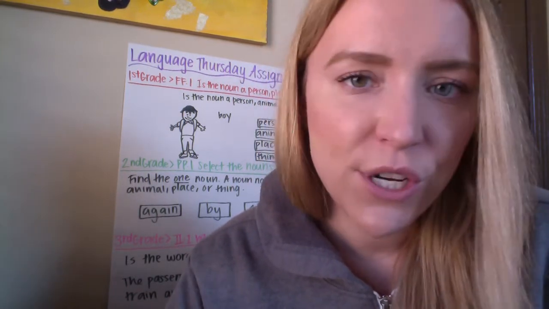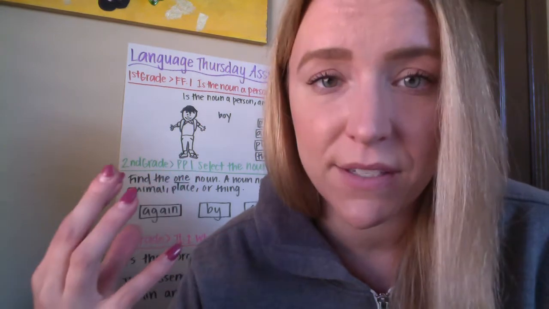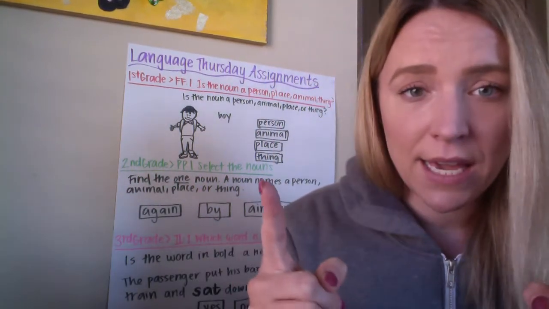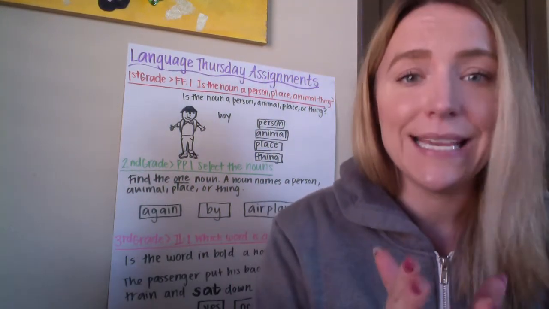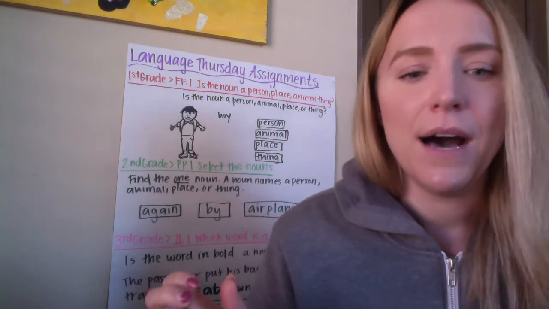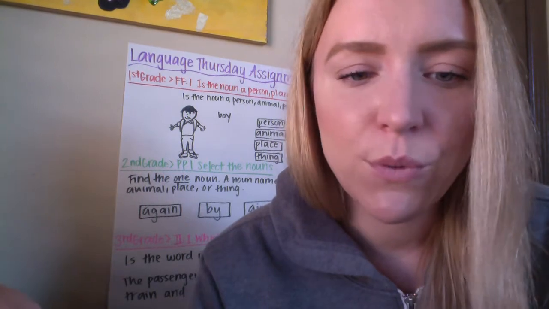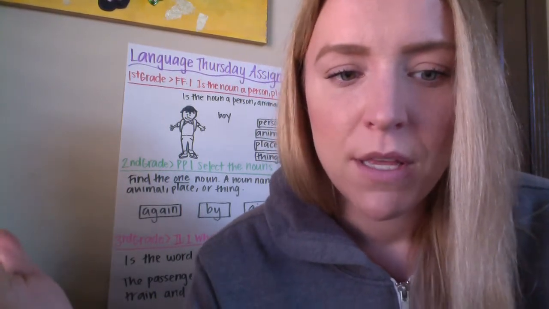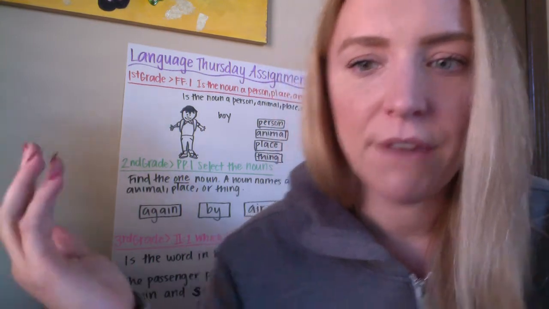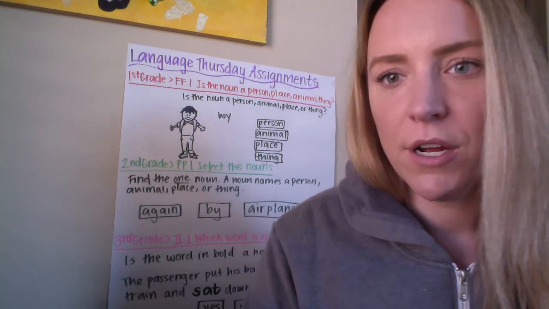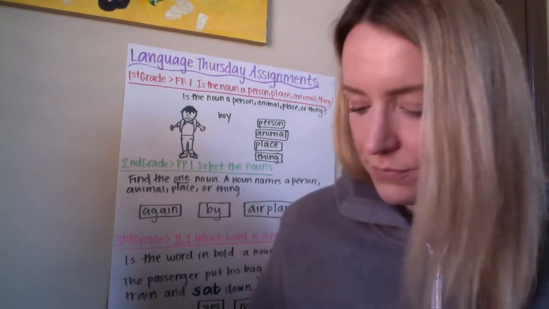And a good strategy or way to tell if a word is a noun is to ask yourself, can I use one of my 5 senses on it? And remember, our senses are seeing, smelling, tasting, hearing, and touching. So if you can use one of your 5 senses on it, if you answer yes to at least one of those questions, then the word is probably going to be a noun. So let's take a look at a few words to determine whether they're nouns or not.